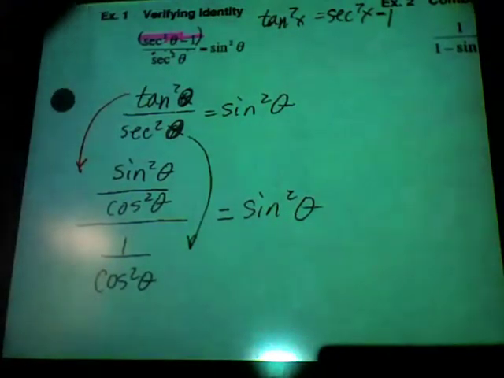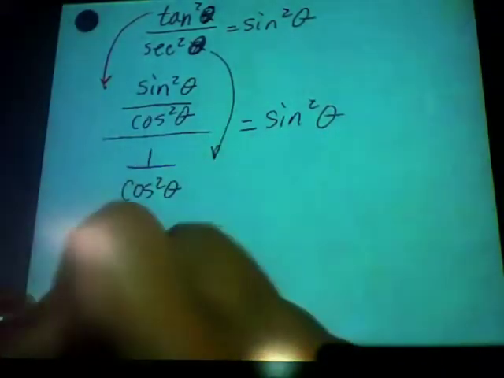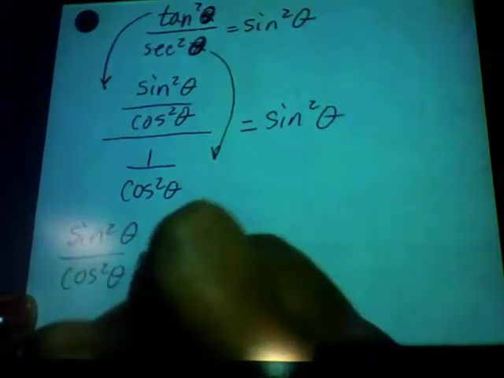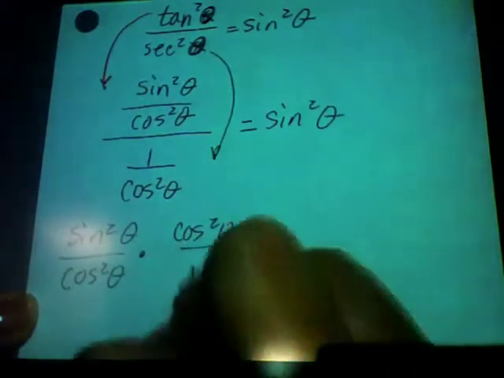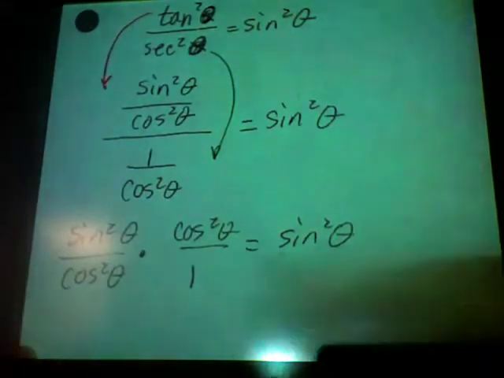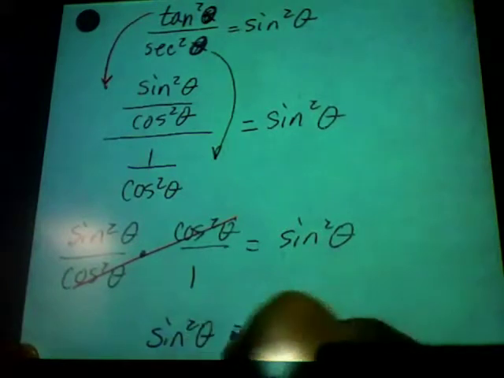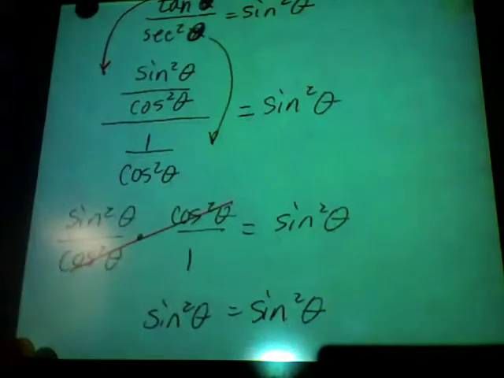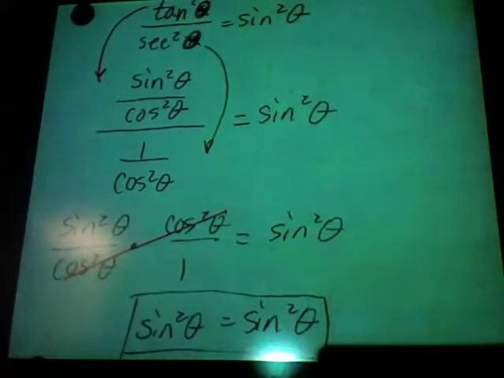You can multiply the numerator, sine squared of theta, over cosine squared of theta, by the reciprocal. Cosine squared of theta over 1 equals sine squared theta. Too many thetas. So now my cosines cross out, and I'm left with sine squared theta equals sine squared theta. That is my answer. I prefer that you leave that as your answer.